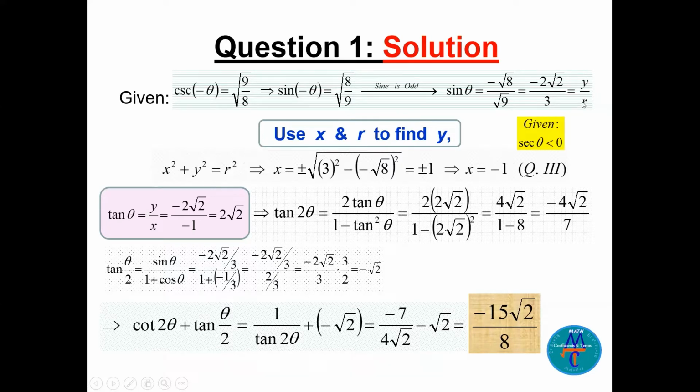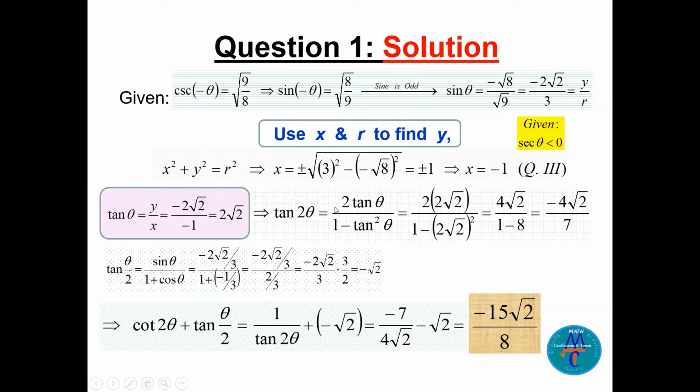So this is y over r, so I can find x. I use x squared plus y squared is equal to r squared. X will be plus or minus 1. So this is in quadrant 3 because the given secant of theta is negative, so I can take x as minus 1. Now, tan of theta I need. Tan of theta will be y over x. So minus 2 square root of 2, this is the y, divided by the x, minus 1, so it will be positive 2 square root of 2.